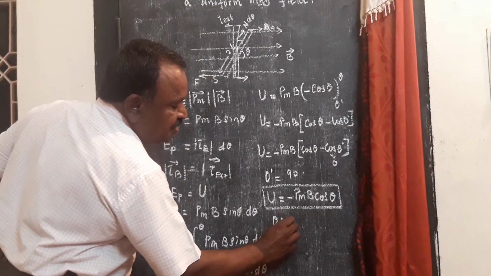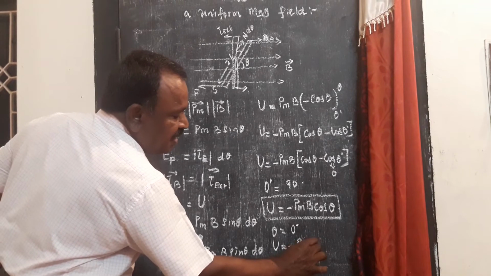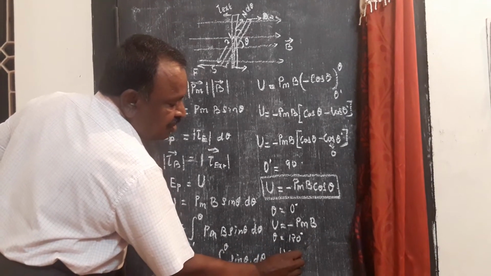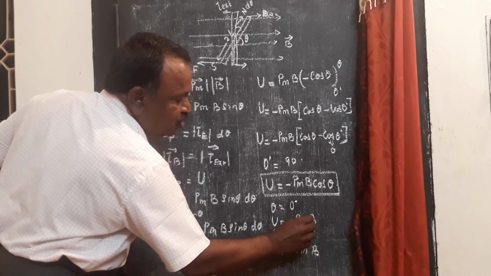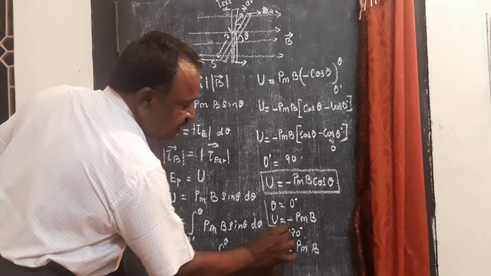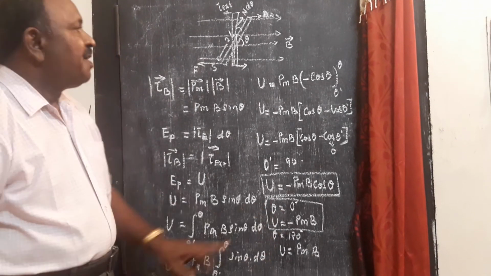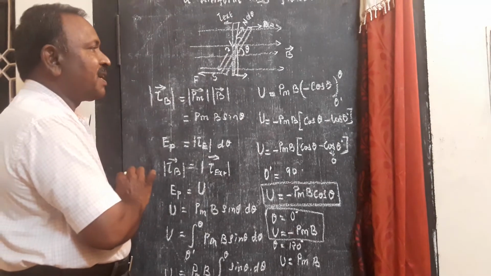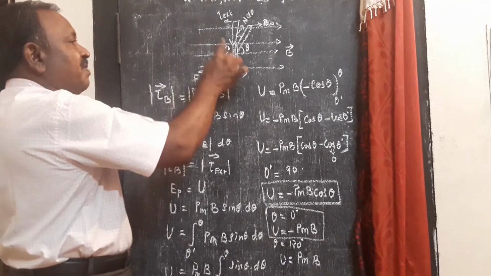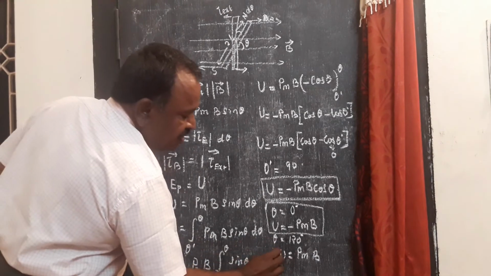So when theta is equal to 0 degrees, then U is equal to minus Pm B. Or when theta is equal to 180 degrees, potential energy is equal to Pm B. It can also be represented by a cross product or dot product. This expression tells that the magnet will possess minimum potential energy when it is aligned in the direction of the magnetic field. When the magnet is aligned in the direction of the field, it will possess minimum potential energy. When the magnet is aligned anti-parallel, the potential energy of that magnet is maximum.